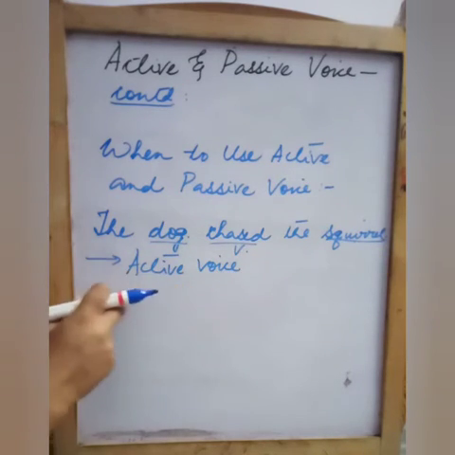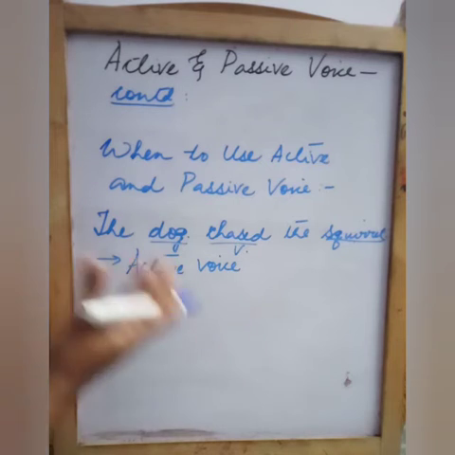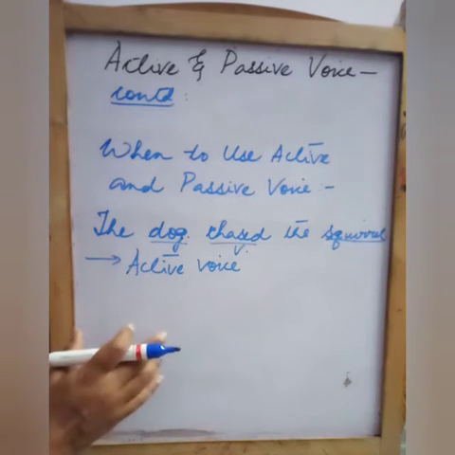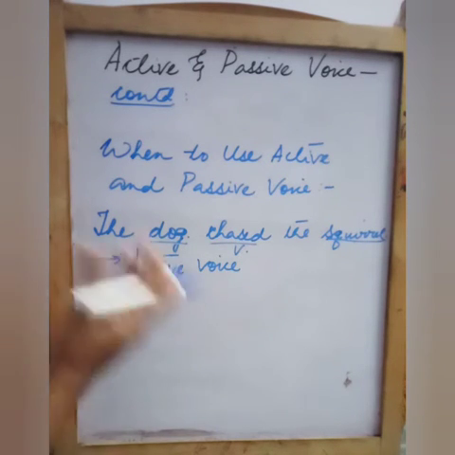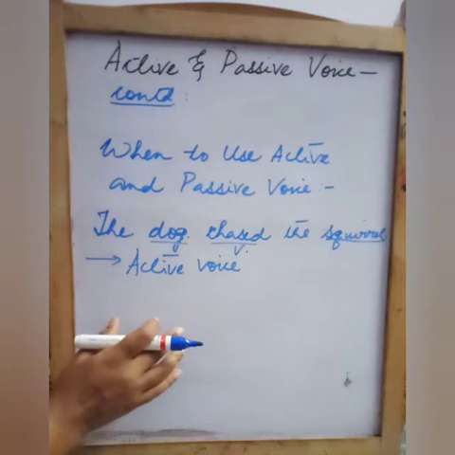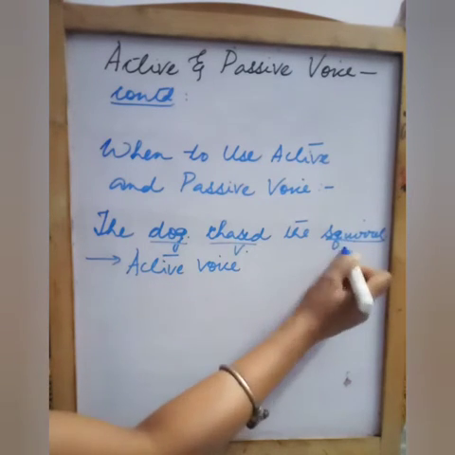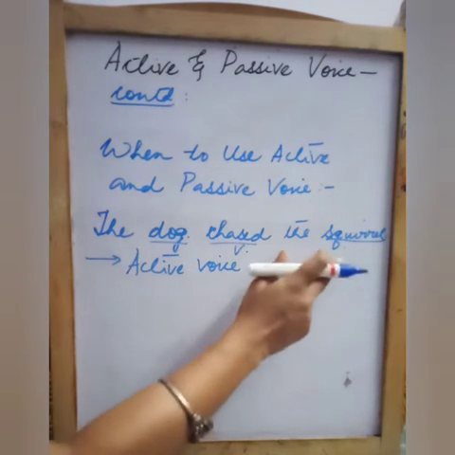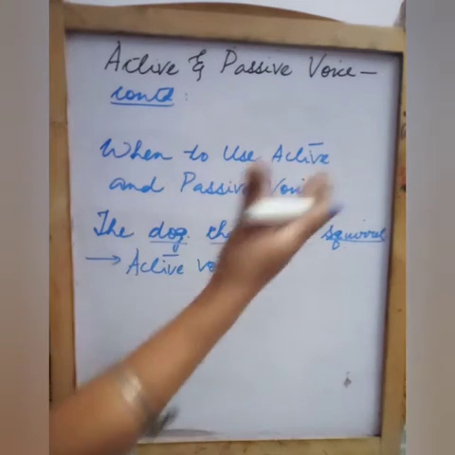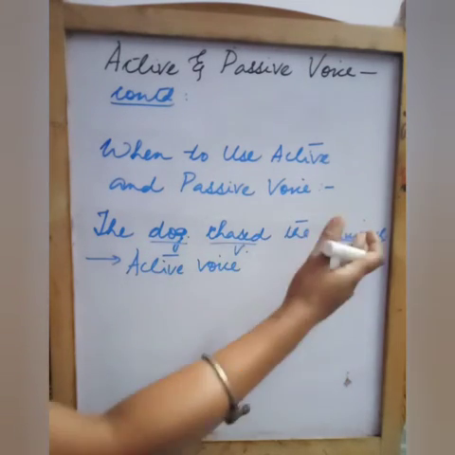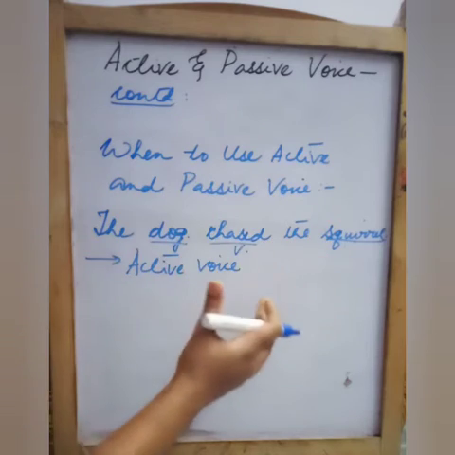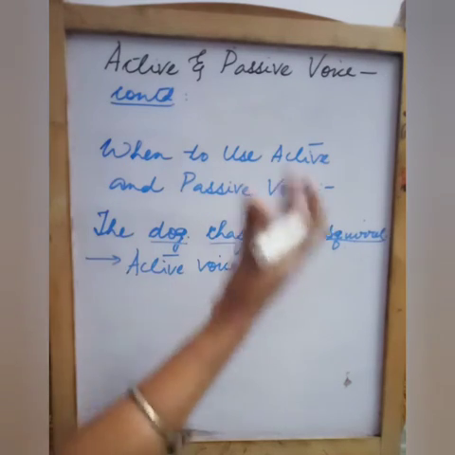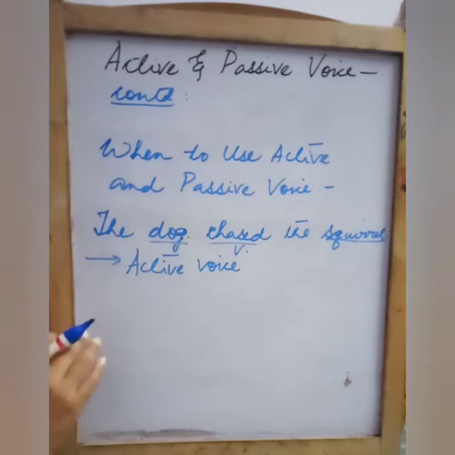Now suppose I want to change it to the passive voice. Is there any need to change it to the passive voice? Yes. If you are trying to show the prominence of the squirrel or the object, fine. In any sentence, when we are trying to show the prominence of the object, you can then change it to the passive voice, because you are more interested in defining the character of the squirrel. Then you can change it to the passive voice.